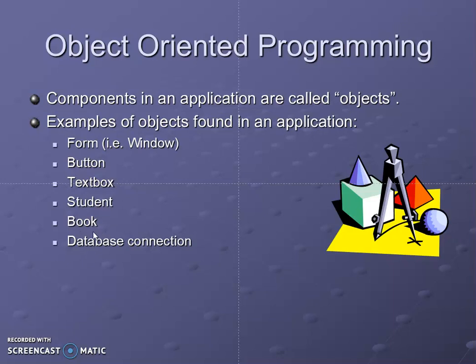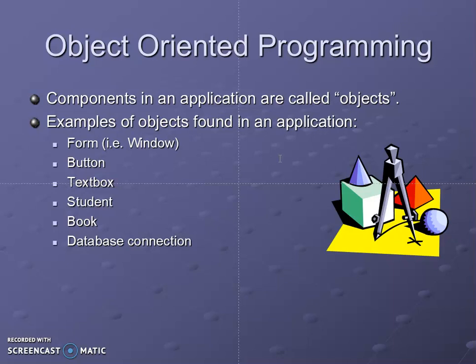Later in the semester, we're going to do our own objects. We're going to create our own objects like student objects and books and employees, and those are called business objects that we as developers can define and use in our programs. But we're not quite there yet. That's coming much later in the semester. For now, I just want you to get in that mode of thinking of everything as an object.